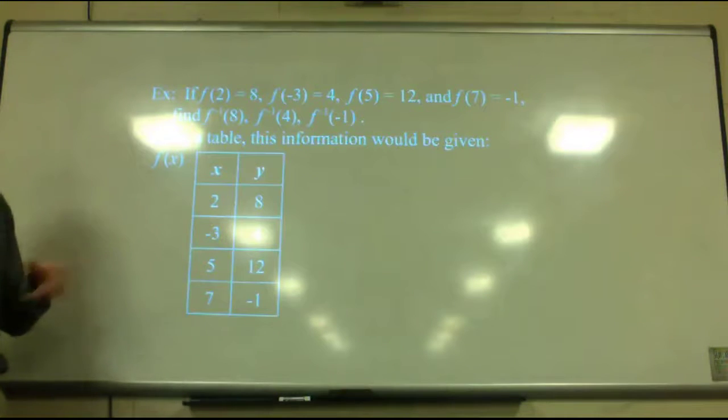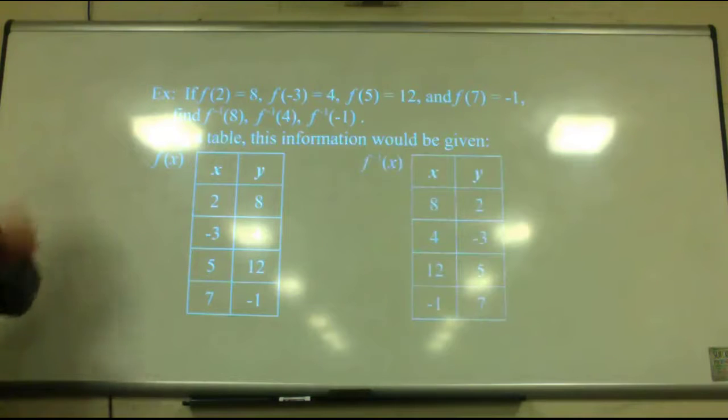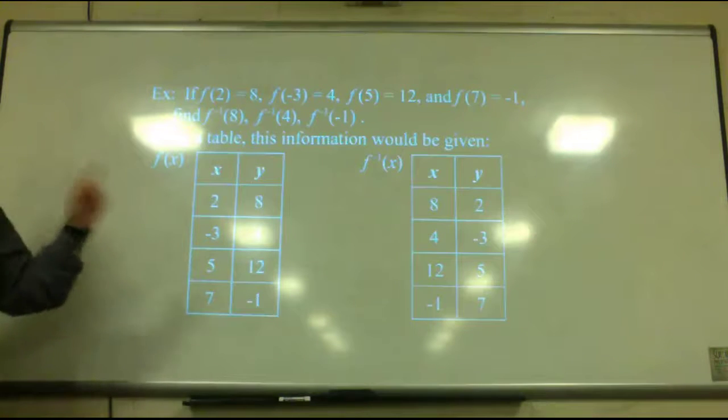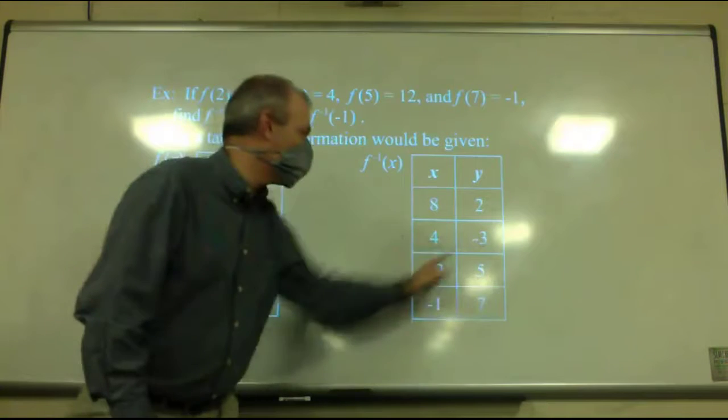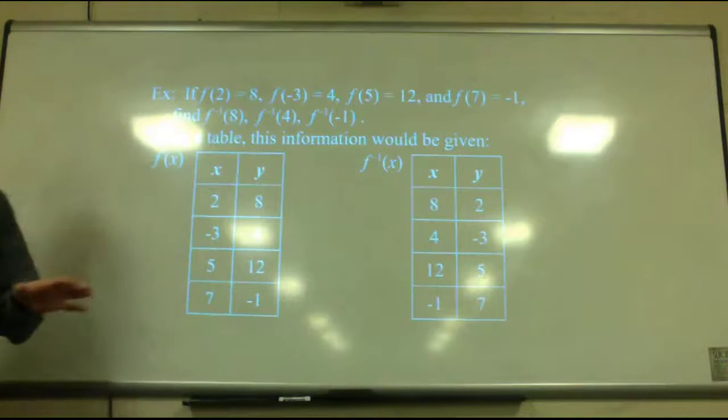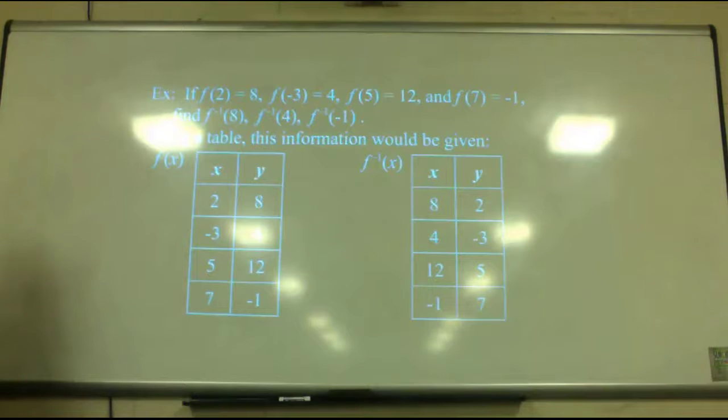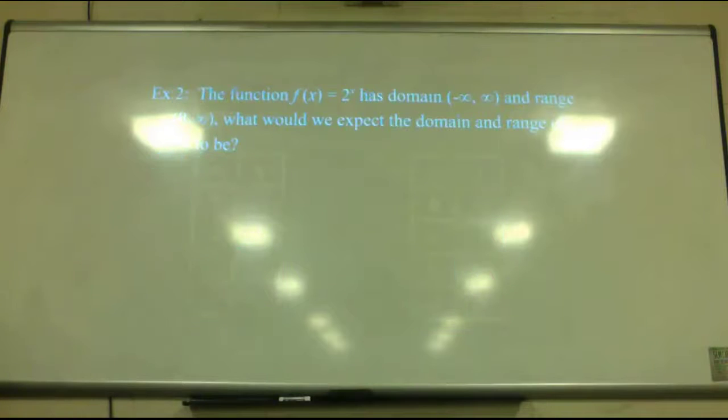Look at what happens when we write the inverse. When we write the inverse, what do you notice? What's the difference? So 8 gets sent to 2, 4 gets sent to -3, and so on. What's the difference between these two tables? Perfect. Say that a little bit louder. The x and y switch, right? The x and y coordinates switch spots, because all the outputs become the inputs and all the inputs become the outputs. That's important.